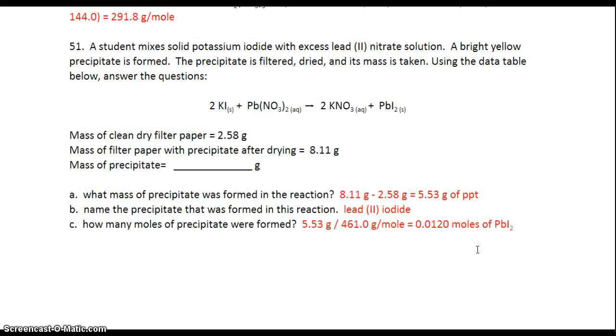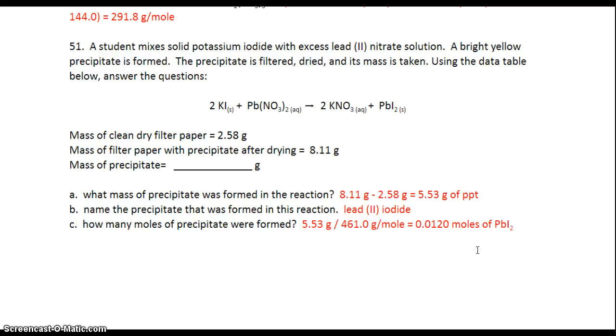Number 51 is a really good example of what a performance task type problem that you might be asked to do on the final would be. It describes a reaction and gives data for the amounts of various substances. Here we're required to find out the mass of precipitate formed and do various mole conversions in stoichiometry with that amount.